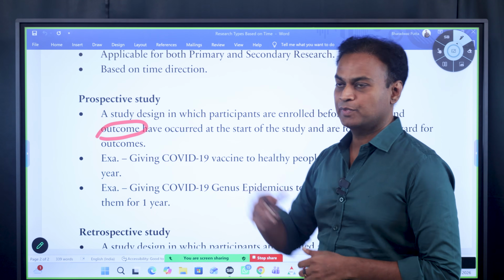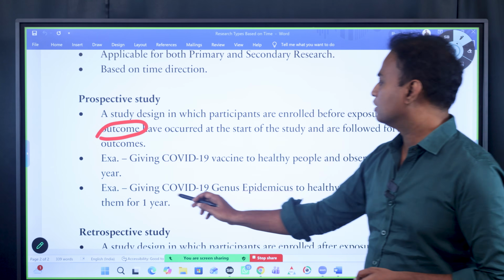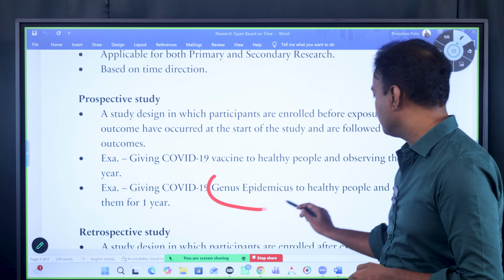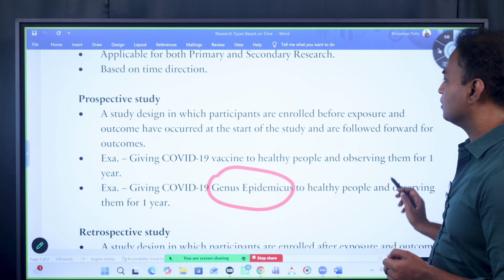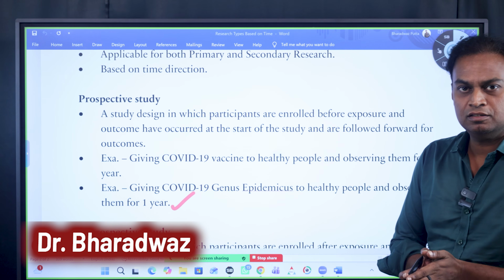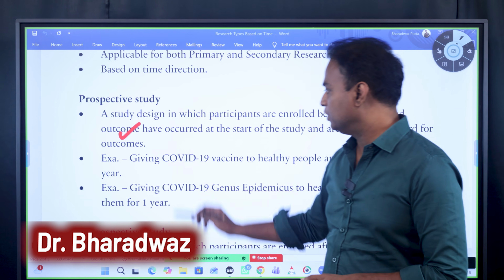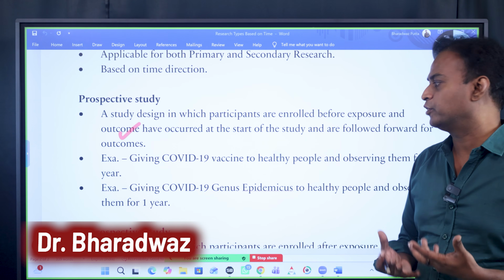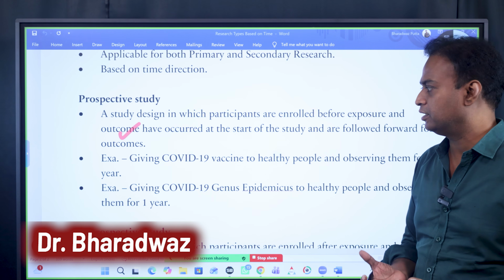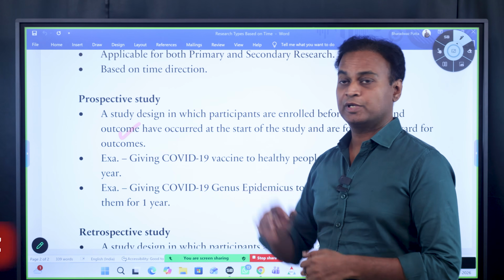That is a prospective study. Another best example from homeopathy would be giving COVID-19 genus epidemicus to healthy people and observing them for 1 year. So here, at the start of the study, there is no exposure and there is no outcome. It means there is no exposure to COVID-19 and there is no COVID-19 disease at the start of the study. That is a prospective study.